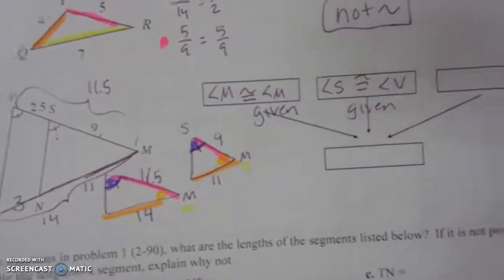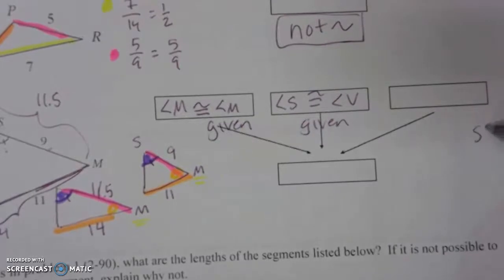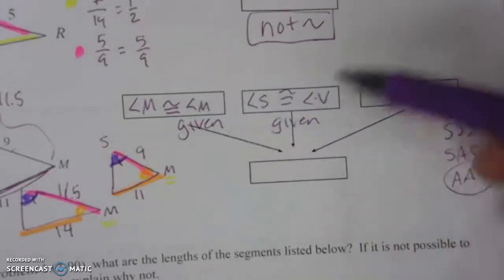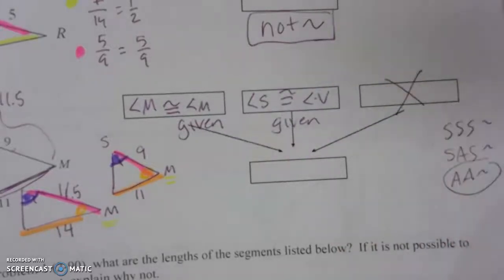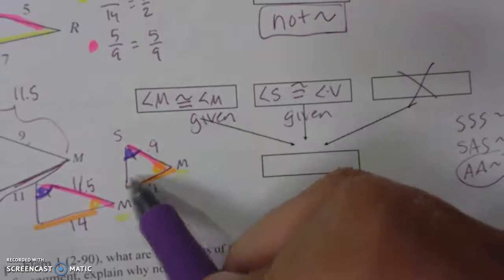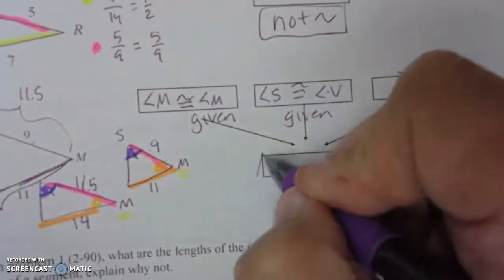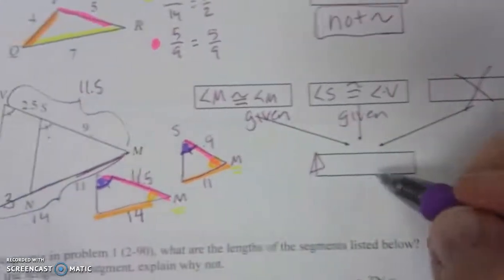And remember, what are our three shortcuts? We have side, side, side, side, angle, side, and angle, angle, similarity. So we just need two angles here to prove. I have one here and one here. That's good. I don't have to check the ratios because all I need is that two angles are congruent.